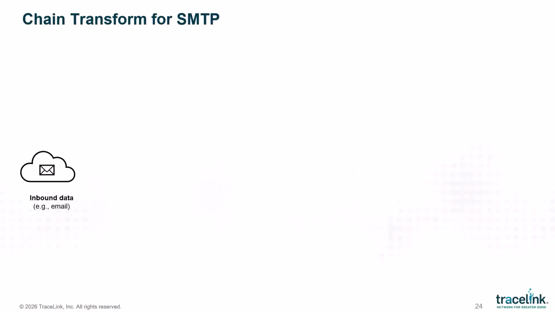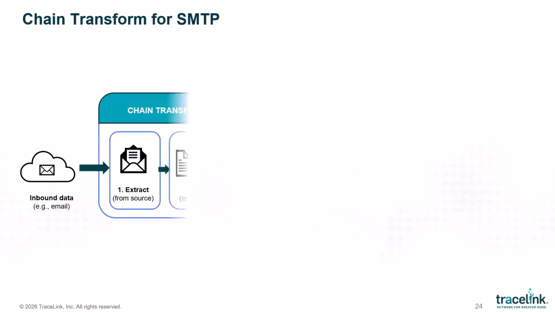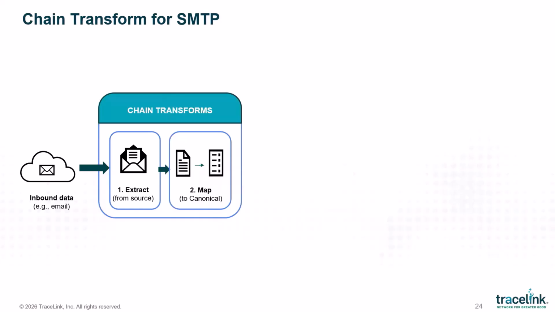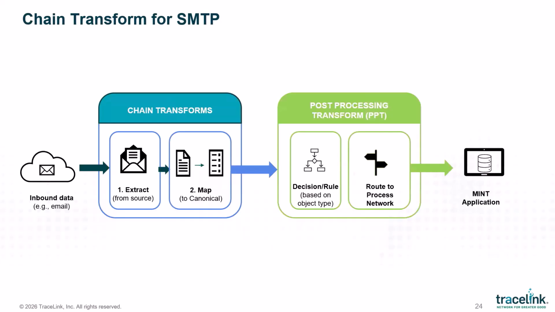For this activity, you'll need to configure two types of company-specific transforms. Chain transforms to enable sending via SMTP email, and post-processing transform, PPT. This is done in the integration catalog application. What is a chain transform? A chain transform is required when a file must go through multiple mapping steps. For example, a file sent in as an email attachment must be extracted from the email in one step and mapped to the canonical in a second step.